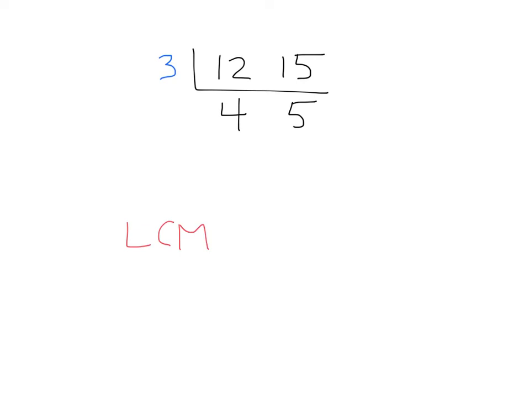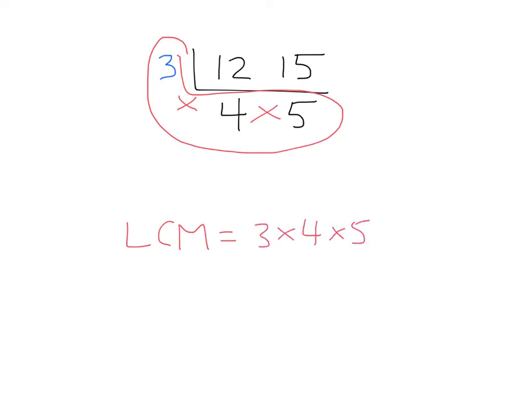So what I can do is take these numbers on the outside. Notice it almost makes an L shape. And I can multiply these 3 numbers: 3 times 4 times 5. Well, 3 times 4 is 12, and times 5 is 60. And that's the same number that we got earlier when we listed out all of the multiples. So we can also use the division ladder when we're finding the least common multiple. Go ahead and try some more problems on your own.